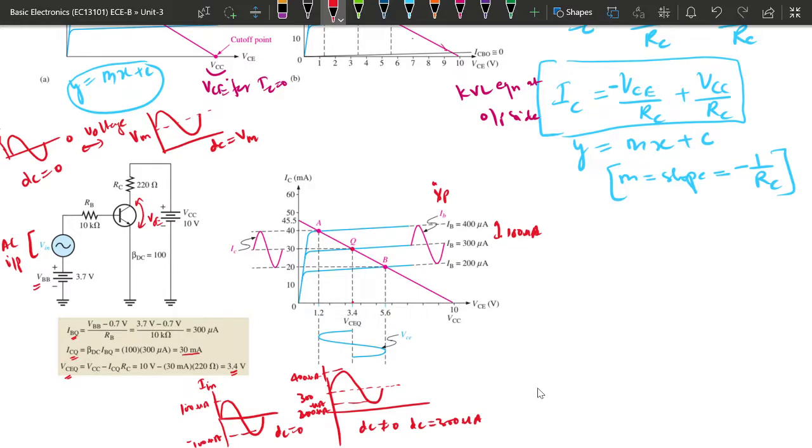With the application of AC, there will be variation in VCE and IC also. This variation in VCE will be between 1.2 and 5.6. Similarly, with respect to the AC signal applied at the input side, the output current will also vary in this range. So whatever input we are applying, we are getting the output with respect to that. Here this is input, this is output. Once we know the input and output, we can do the gain calculation also. So this is how the basic amplifier should be working.